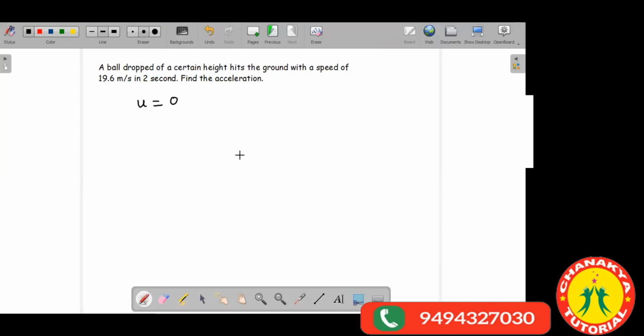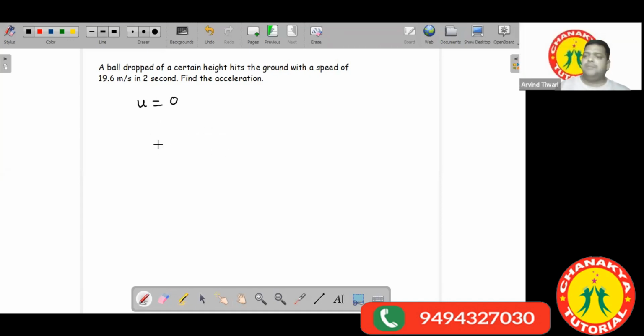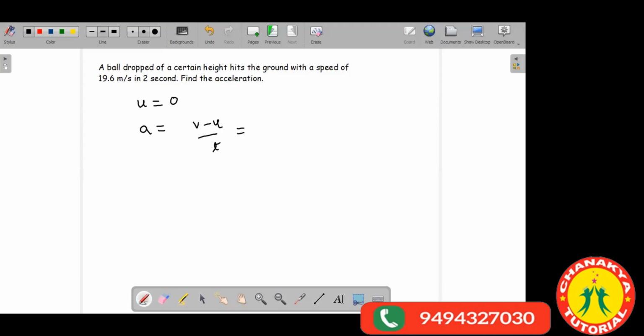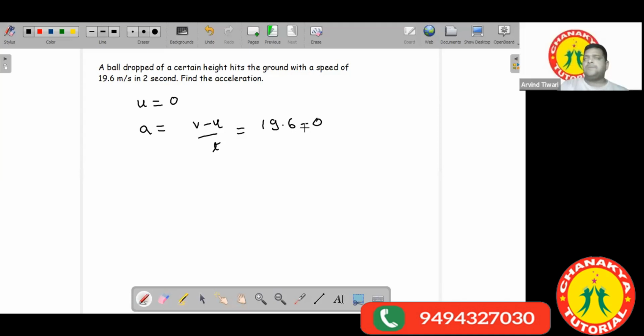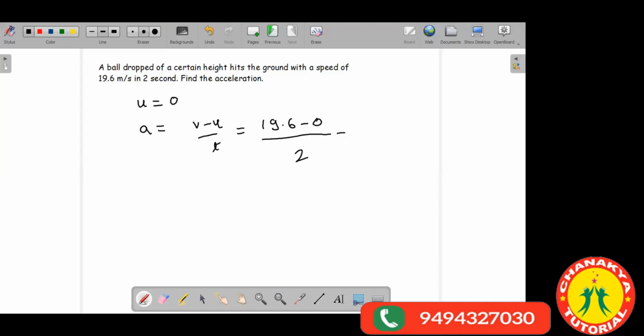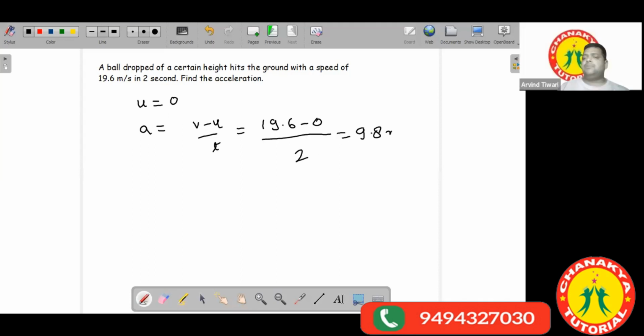Sir, is the answer 9.8? Yes, the answer is 9.8. You will get your answer acceleration as v minus u over t. Sir, is initial speed always 0? It's not necessary. You have to observe the case. For this case you will get 9.8 meter per second square.